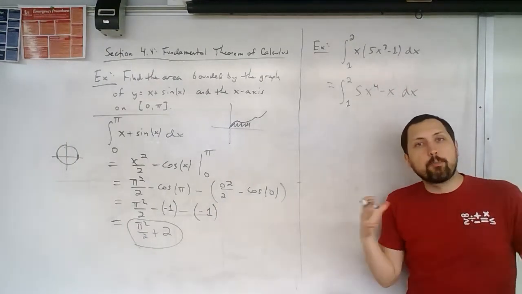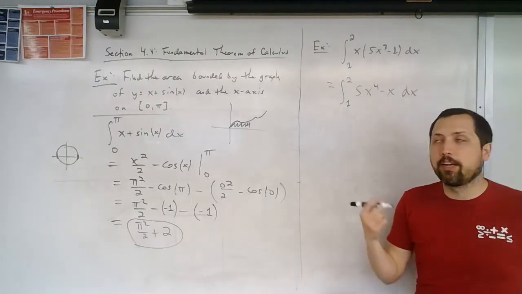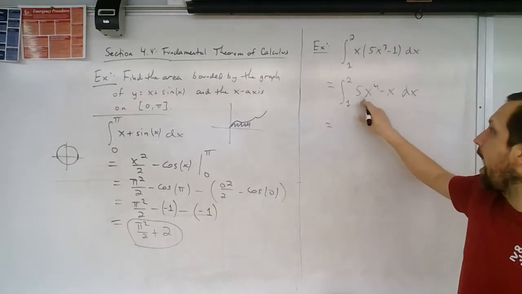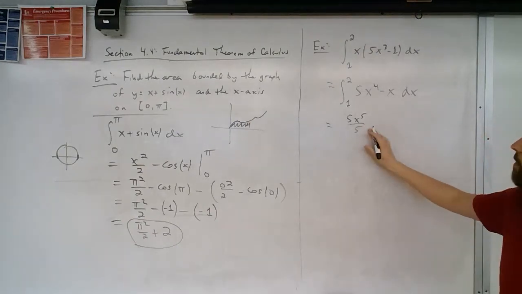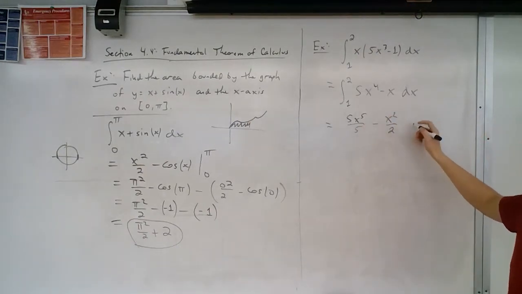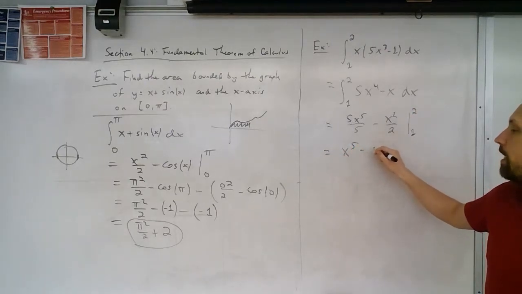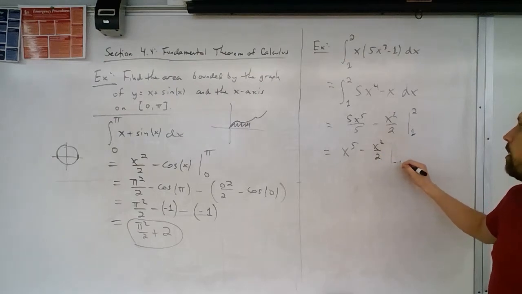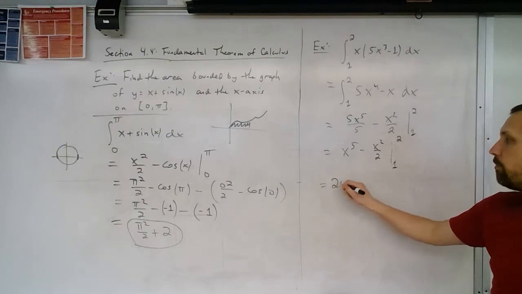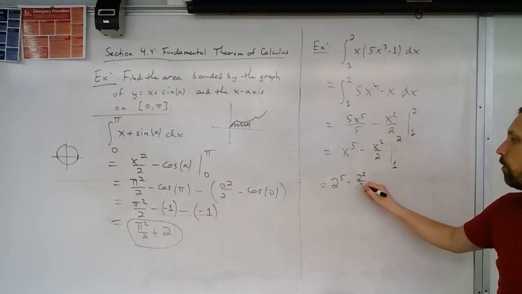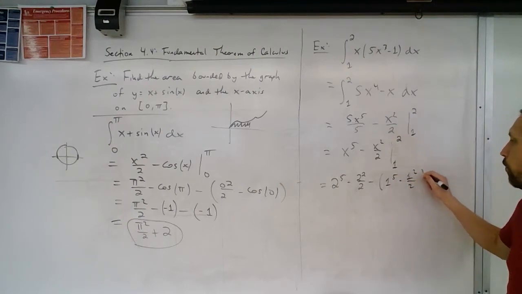Now, as long as nothing's being multiplied together except for constants, then we can use our integral rules. So I add 1 to the power, so I have 5x to the 5th. I divide that by 5. I add 1 to the power, divide by that power, and I'm going from 1 to 2. So this is the same thing as x to the 5th minus x squared over 2 from 1 to 2. Top goes in first, plug this in, so I have 2 to the 5th minus 2 squared over 2 minus 1 to the 5th minus 1 squared over 2.